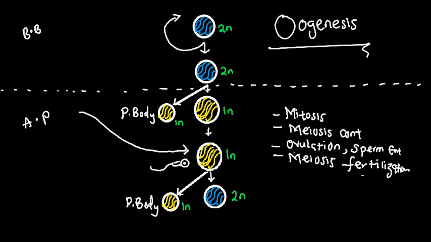Oogenesis begins during fetal development. It starts with primordial germ cells differentiating into oogonia during the fetal stage. These oogonia then undergo mitotic division and transform into primary oocytes.